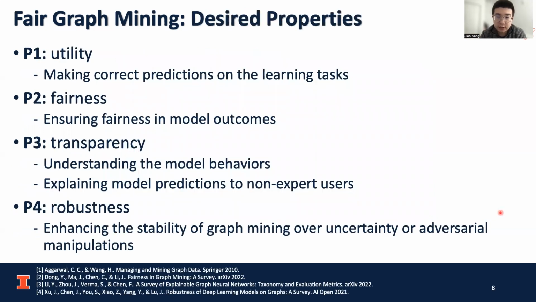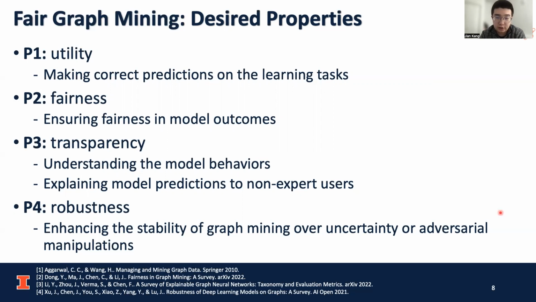To achieve this paradigm shift and build an algorithmic foundation for fair graph mining, we envision that there are four essential properties, including utility, fairness, transparency, and robustness. Utility is a very common requirement because we always want the graph mining algorithm to achieve good performance on the downstream task. And as we can tell from the name of fair graph mining, fairness is another fundamental and important property to ensure fairness in the mining results.